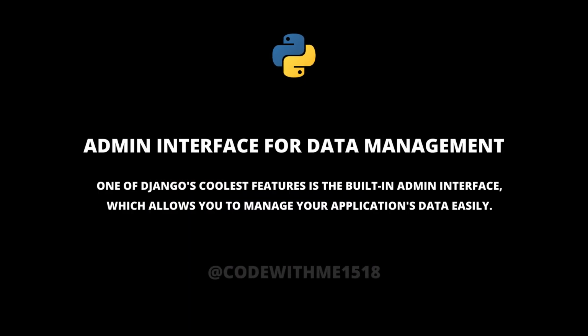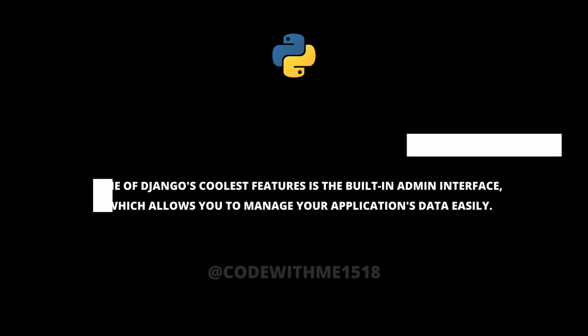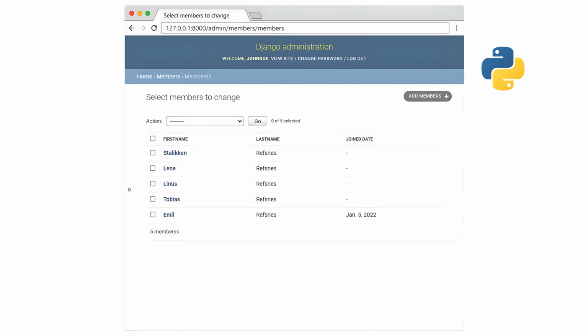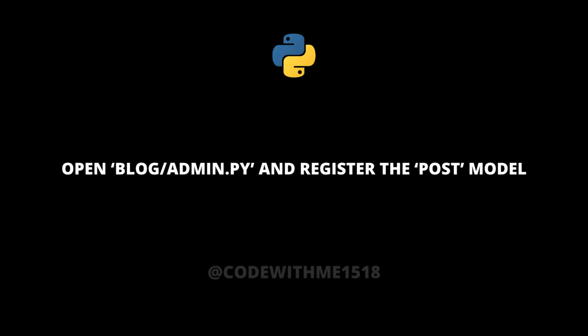One of Django's coolest features is the built-in admin interface, which allows you to manage your application's data easily. To use it, you need to register your models with the admin site. Open blog/admin.py and register the Post model.